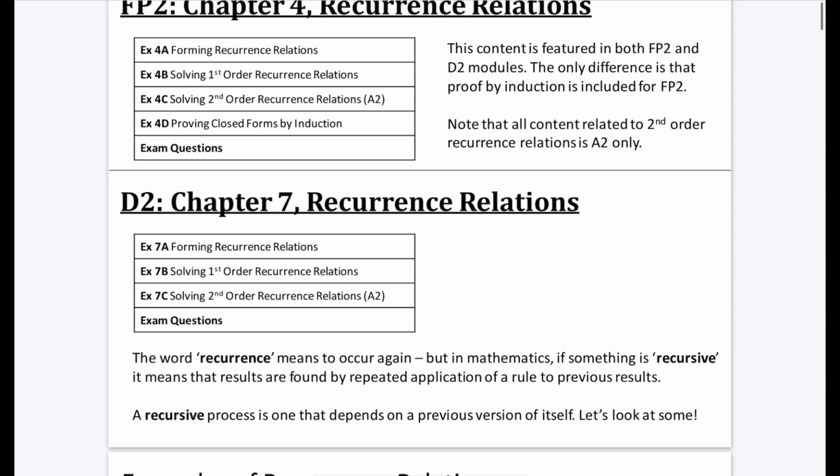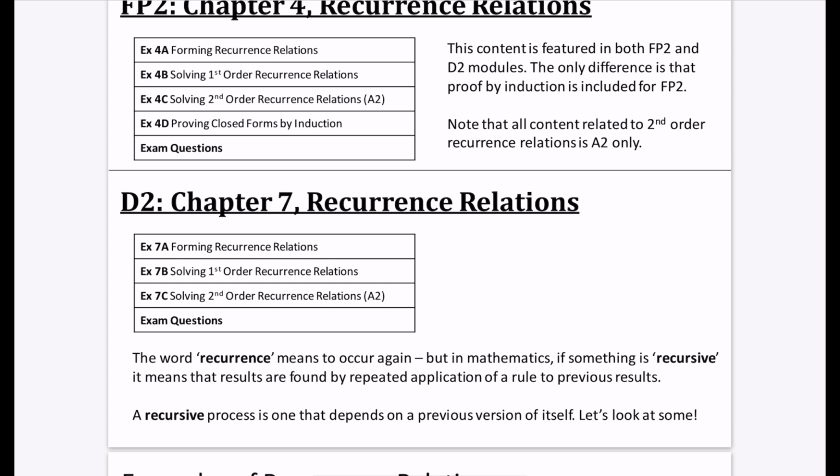So what is recurrence relations? What does it even mean? I want to talk to you about some of the language here, because I think that will help us think about why it's called that and the maths of what's going on. The word recurrence means to occur again, a bit like to reoccur. But in mathematics, if something is recursive, meaning it is related to being recurrent, it means that results are found by repeated application of a rule to previous results.